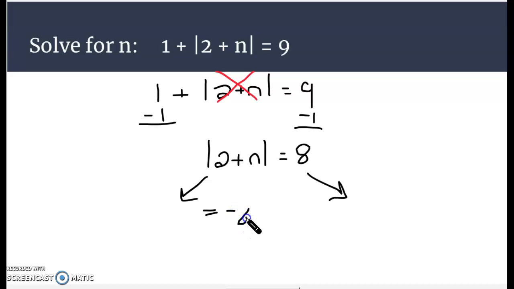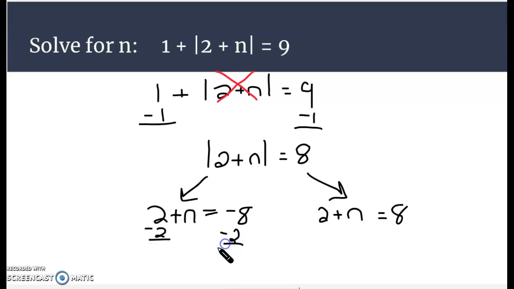Whatever's inside could equal -8, and could equal +8. And let's just write what was inside, the 2 plus n. The 2 plus n over here. So really there's two equations to solve, setting it equal to -8 and +8, and then we solve like normal. Subtract 2, subtract 2. In this case, n could equal -10, or if we do the same thing over here, take away 2, take away 2, n could equal 6.